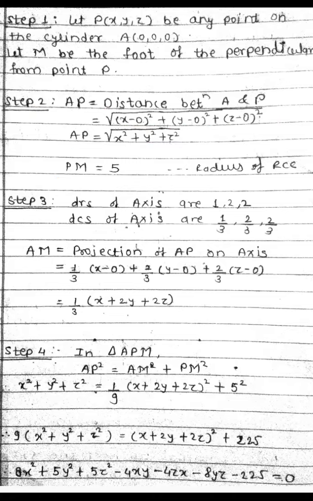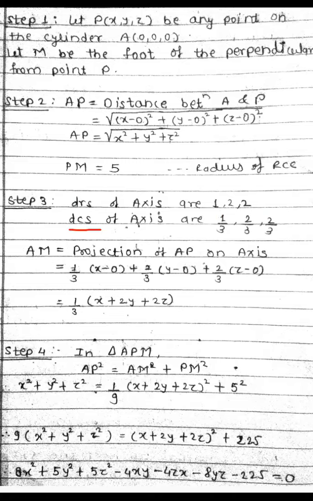In the third step, we have to find the third side of the triangle, AM. For that we require the direction cosines, which are obtained from the direction ratios. So the direction ratios of the axis are 1, 2, 2, so the direction cosines of the axis are 1 by 3, 2 by 3, and 2 by 3. I already told you in the previous example how to find direction cosines: just take the squares of the direction ratios under the square root, and you obtain this divisor, which is 3 here.